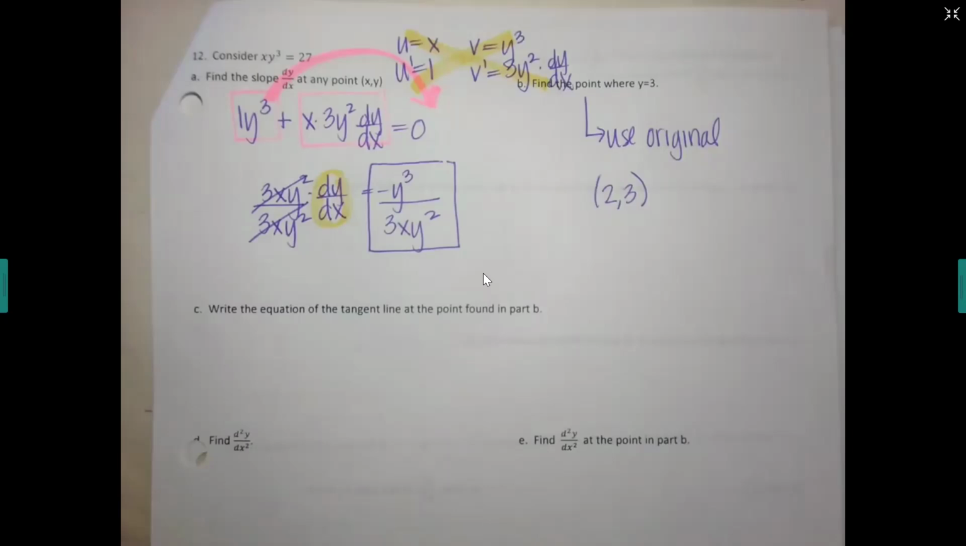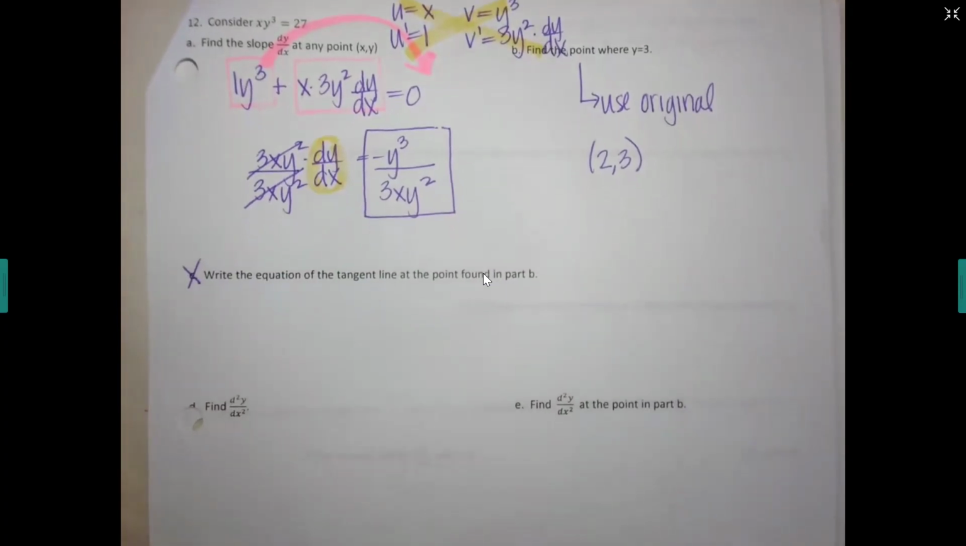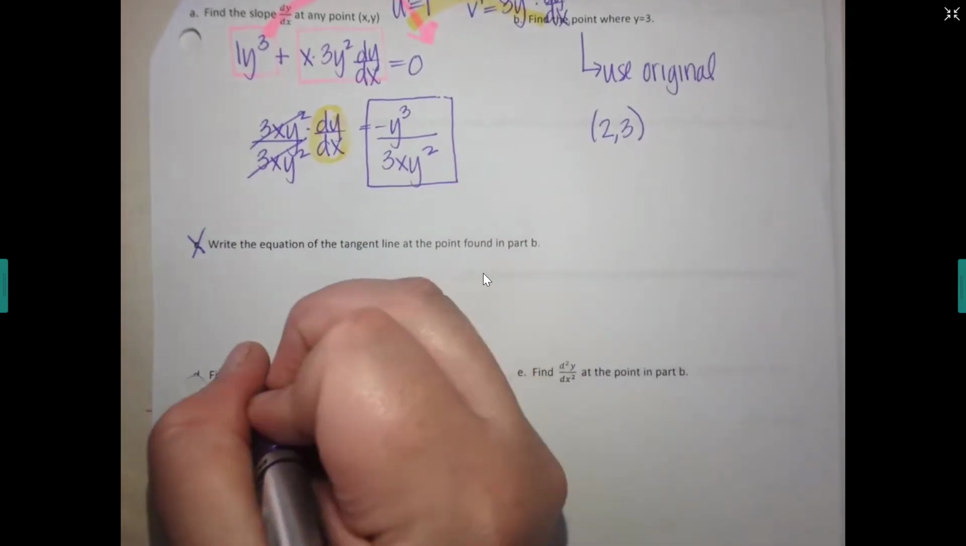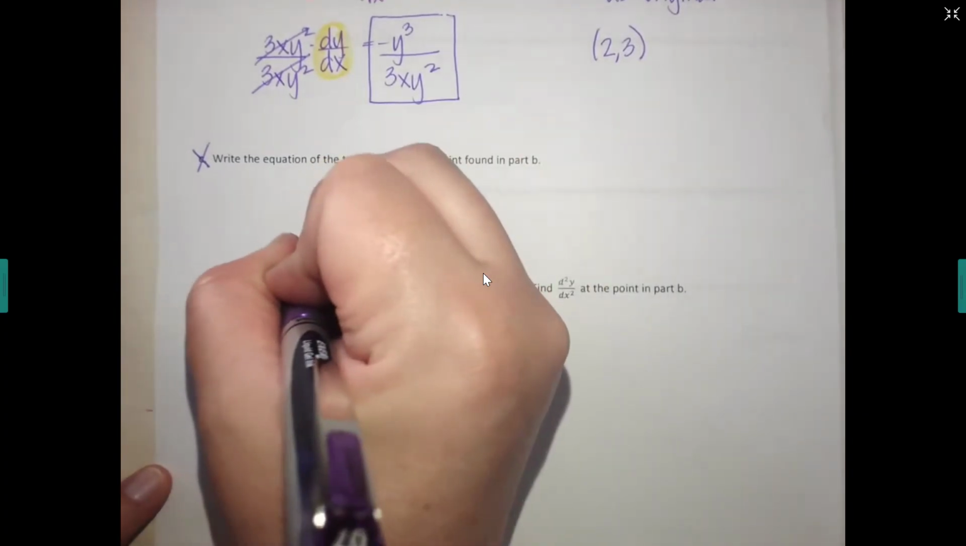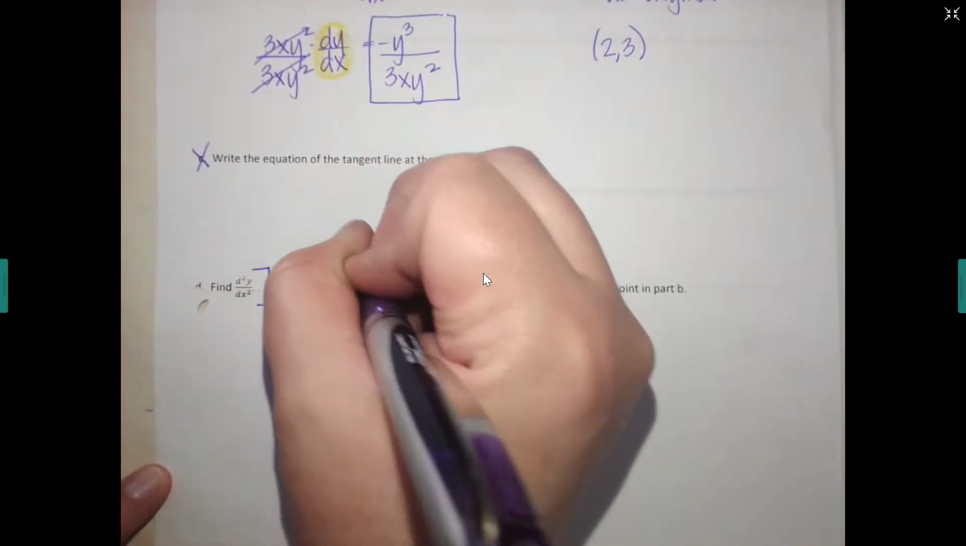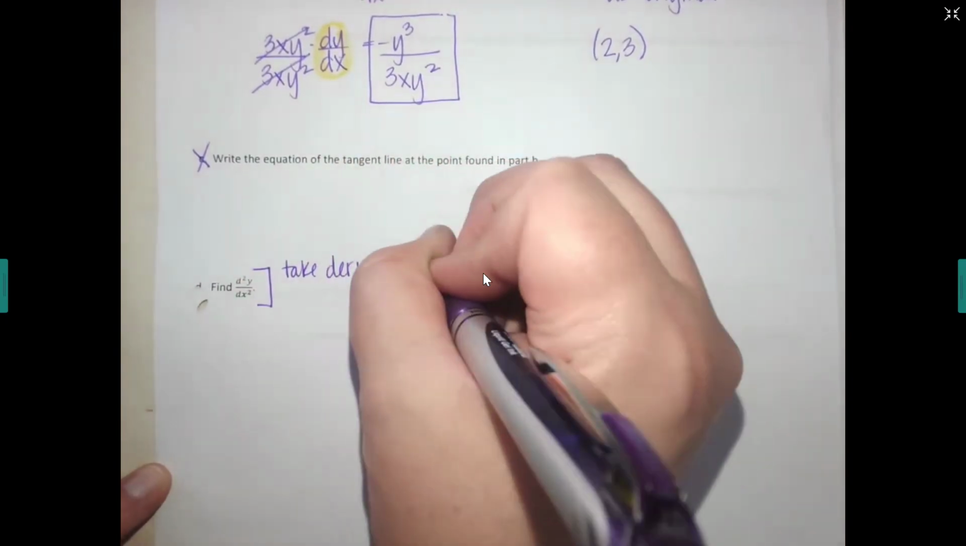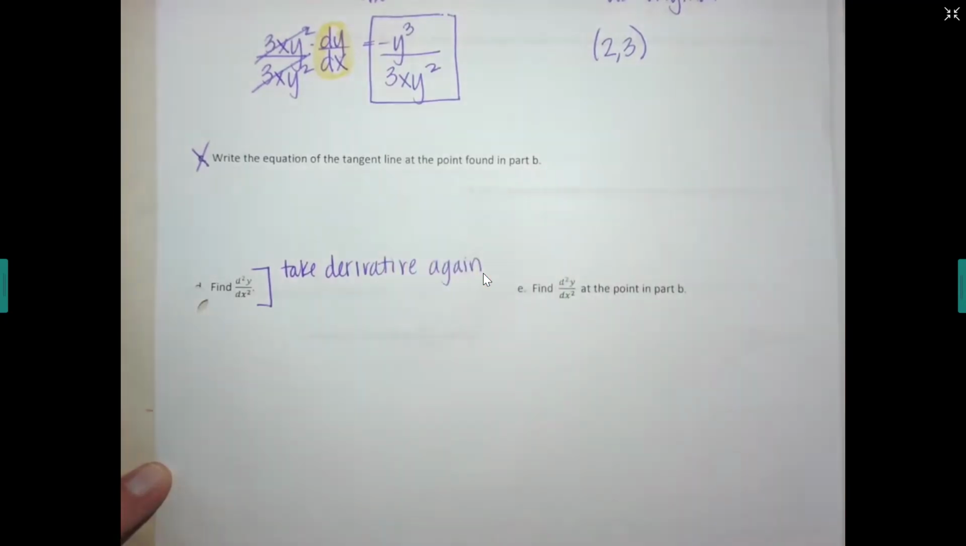Okay, we're skipping down to part D. You should know how to write the equation of a tangent line, so we're going to skip that part. What does this mean for you to do? It's d squared y dx squared. Do you know what that means? Do you remember? It's been a while. Yes. Okay, very good. If you didn't hear, she said that means to take the derivative again. So this is called a second derivative.